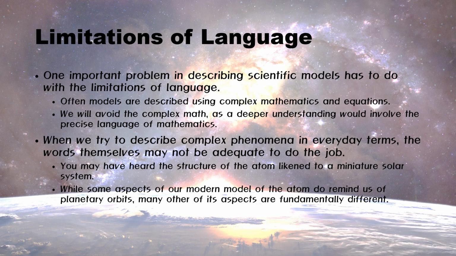And while some aspects of our modern model of the atom do actually remind us of things like planetary orbits, many other aspects of its actual properties are very fundamentally different, like all the different orbital shells and the fact that electrons can change certain behaviors. We're not going to go into all those different complexities here, but just know that, again, this is something that is limited by language. With a model through mathematics and different equations, we could actually prove that these things are the way they are, which is not possible in our normal everyday speech.